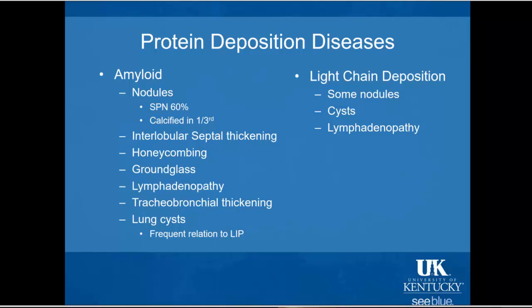Now, light chain deposition disease can also present with nodules and lymphadenopathy, but the cysts in light chain deposition disease tend to be more discrete, and you see less of the other associated findings like you do in amyloid.